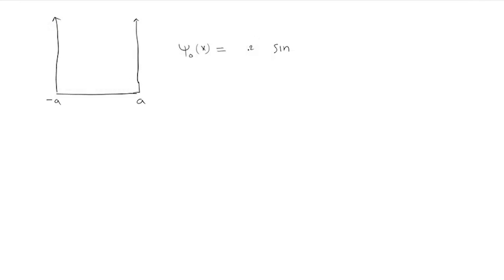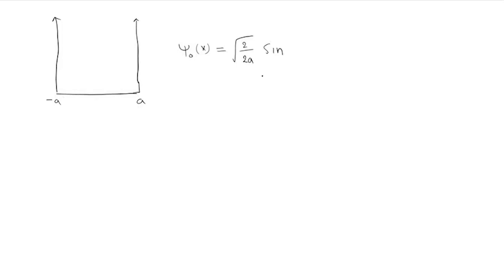Now, it is 2a. What do we do to the root? √2 over length, root of 2 over length. The length is 2a here. The total width of the well is 2a. So 2 over length is 2 over 2a. It has to be sine or cos.